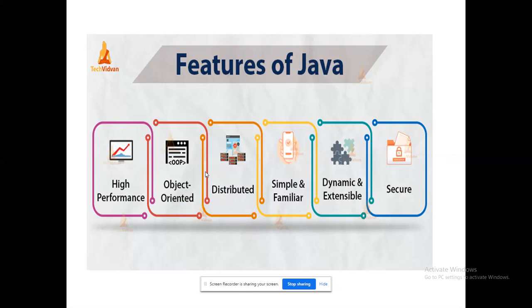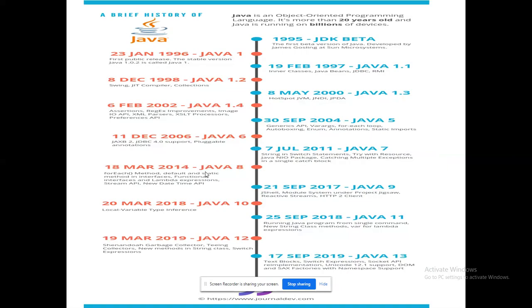The same thing has been given in some other way. The same features of Java. And this could be the history of Java that I want to talk about. In 1995, the version was released. 20 years old. Recently, we celebrated Java's birthday. So, on 23rd January, they released the first version, in 1996.